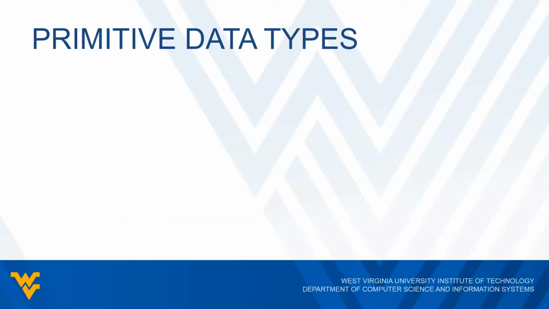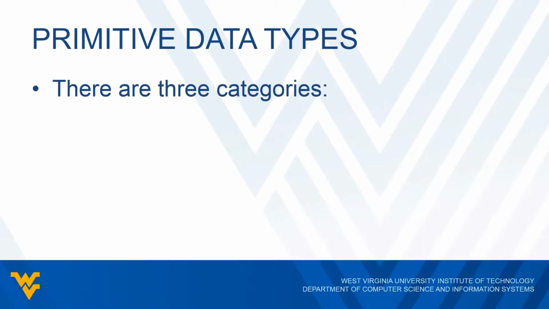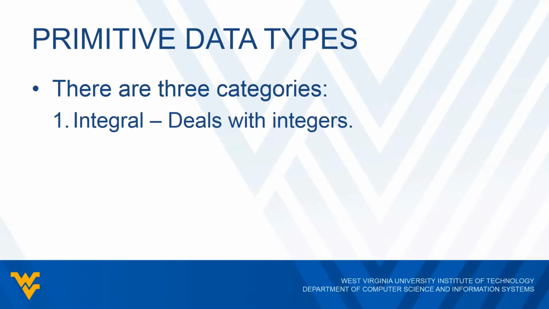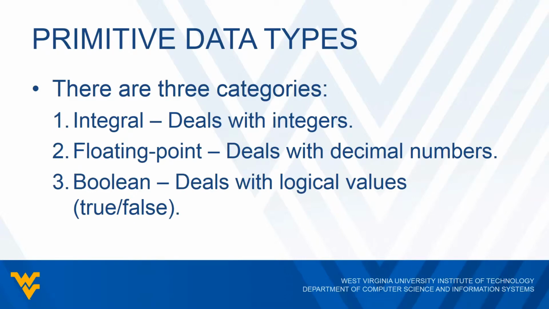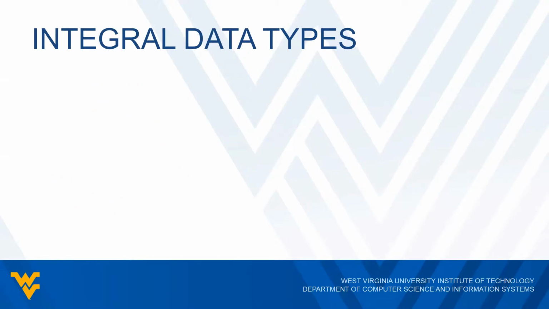We'll focus more on primitive data types for now. And there are three different categories of primitive data types. We have integrals, which is simply values that deal with integers. We have floating point, which are values that deal with decimal numbers. And we have Boolean, where we deal with logical values, or pretty much it's either true or false.